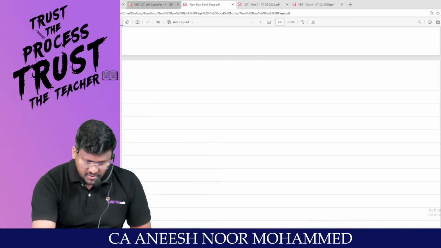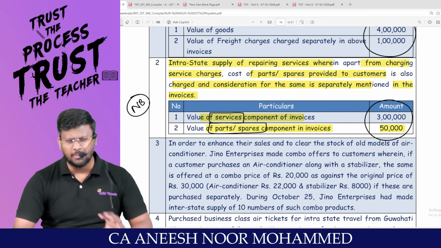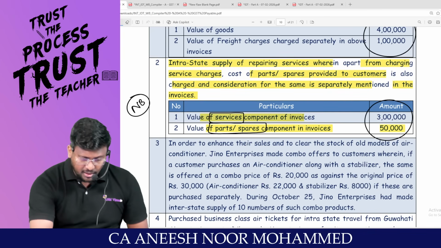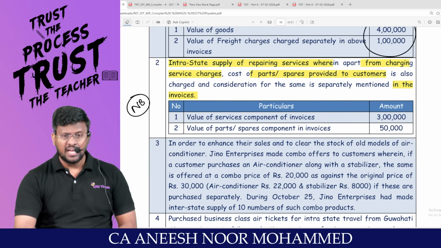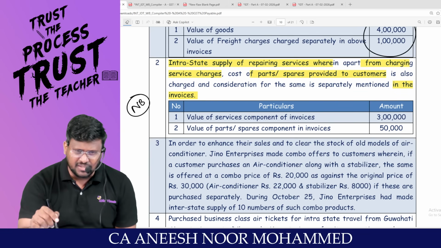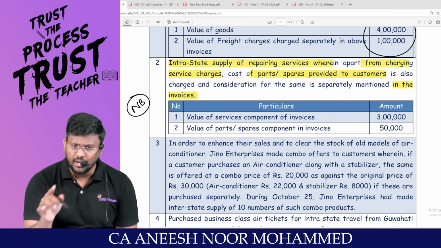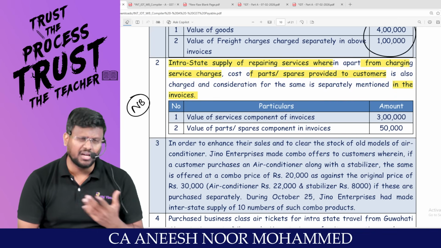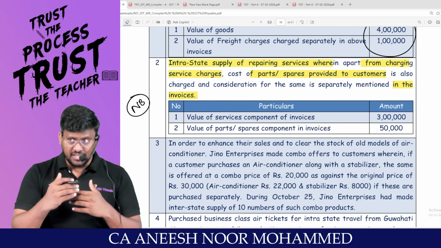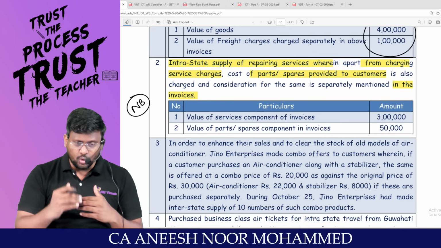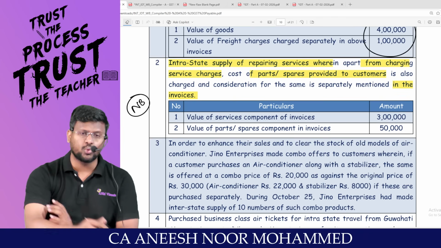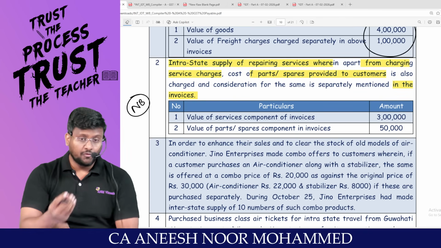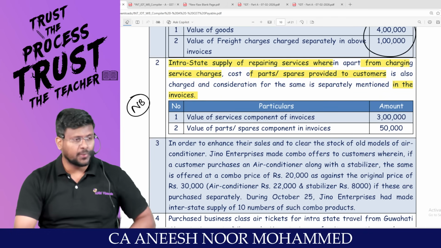You tell me, what is your stand? It may be wrong or right. Whether providing services and providing parts are a composite supply or a separate supply? Separate supply, because there is no natural bundling in it. If I am selling the AC, in the course of sales I have to transport it to the customer's location. For that, I am giving the transportation.